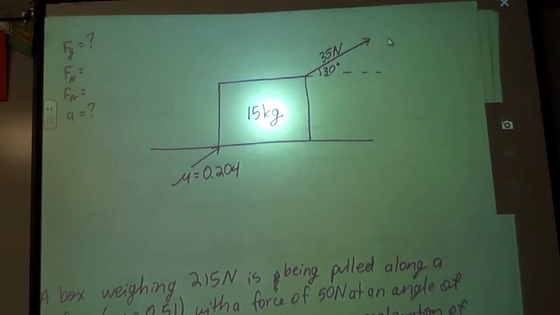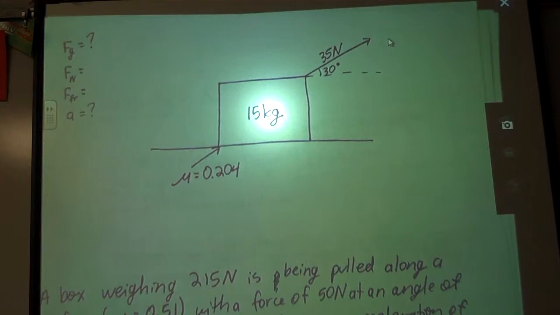Let's say on the floor there sits a box, a 15-kilogram box, pretty substantial. Said box is on a fairly slick surface. That fairly slick surface has a coefficient of friction of 0.204. Coefficient of friction is, again, how bumpy is the floor. Said box is being pulled along the floor by a force of 35 newtons at an angle of 30 degrees to the horizontal. So let's say somebody has a rope or a strap over their shoulder and they're pulling.